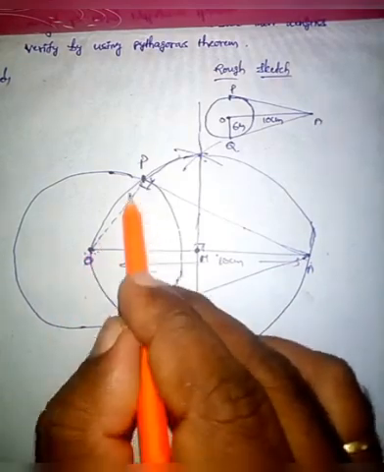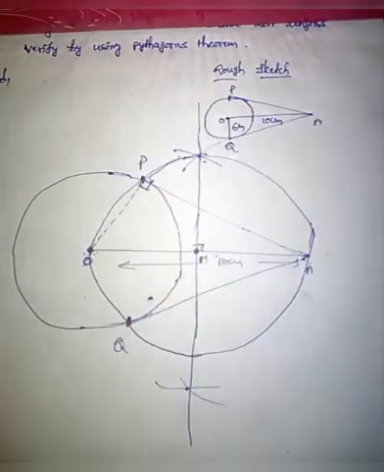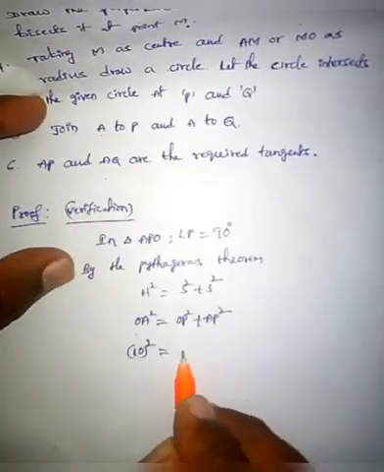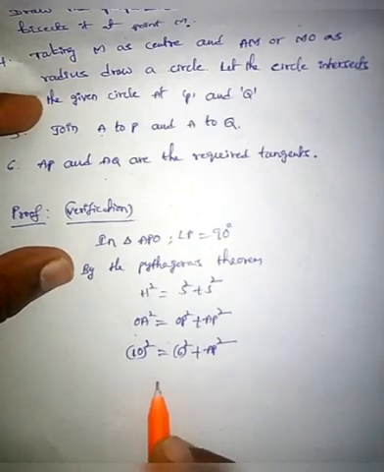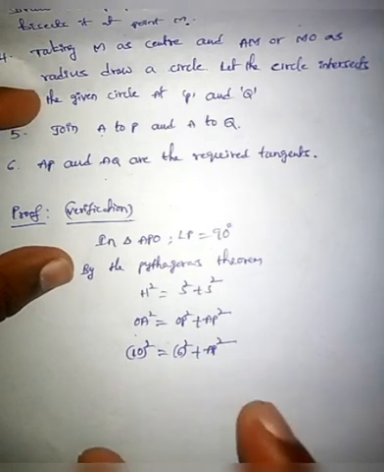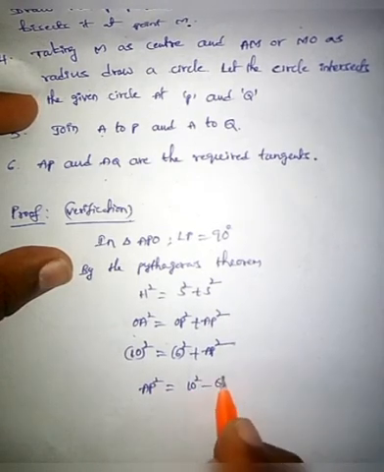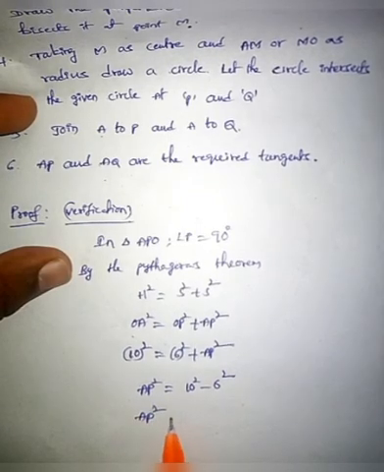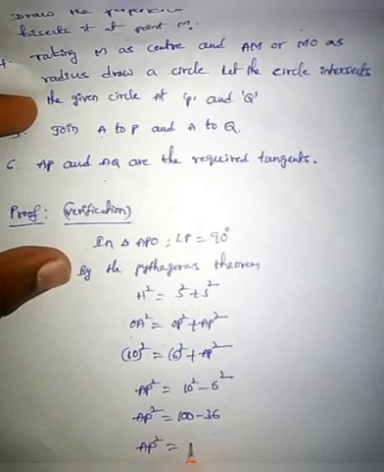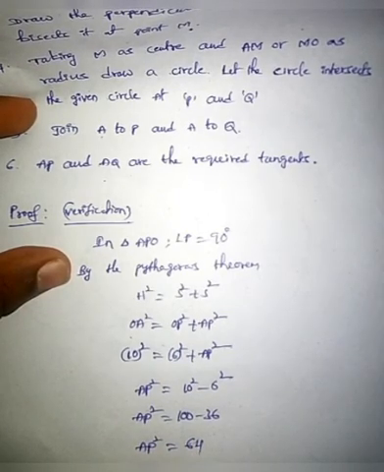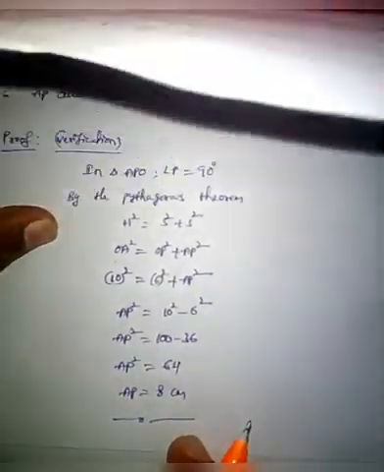Okay, and radius is 6 centimeters, because the radius of the circle is 6 centimeters. That's why OP is 6 centimeters. OP square means 6 square plus AP square. Okay, we need to find AP because we have to find the length of AP. Therefore AP square equals 10 square minus 6 square. That is AP square equals 100 minus 36. AP square equals 64. AP equals square root of 64, 8. So therefore the length of the tangent is 8 centimeters. Okay.